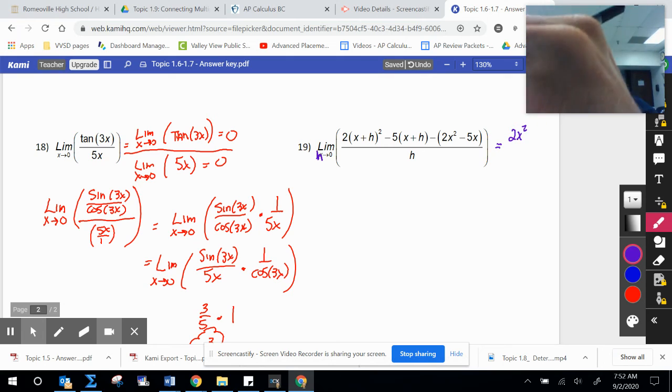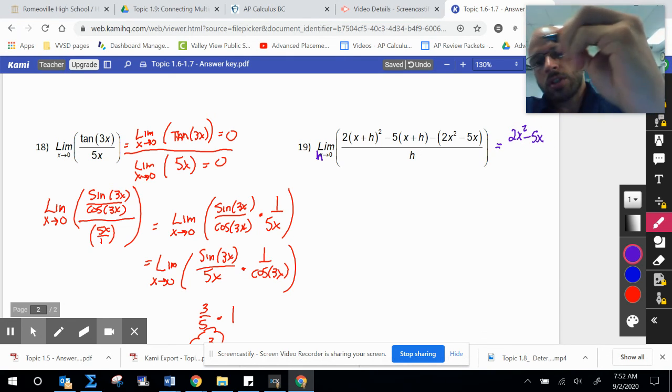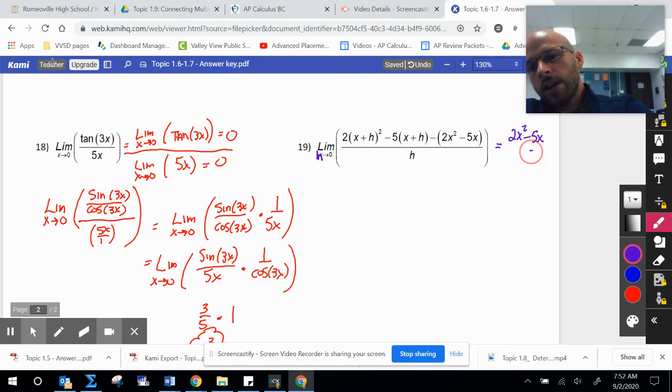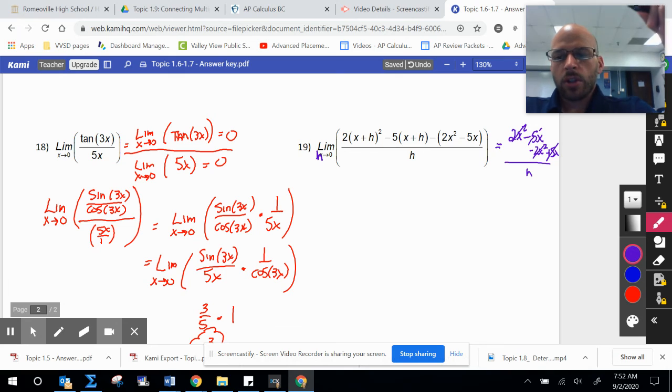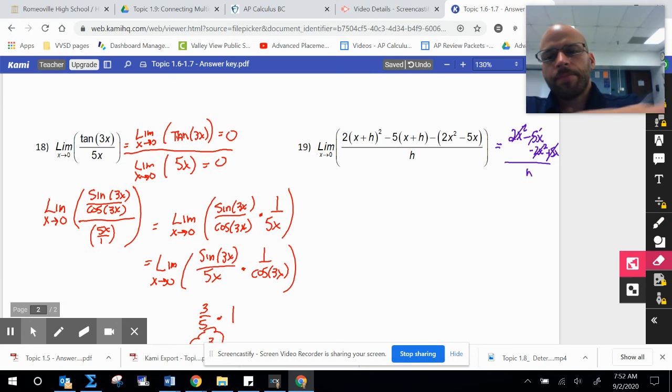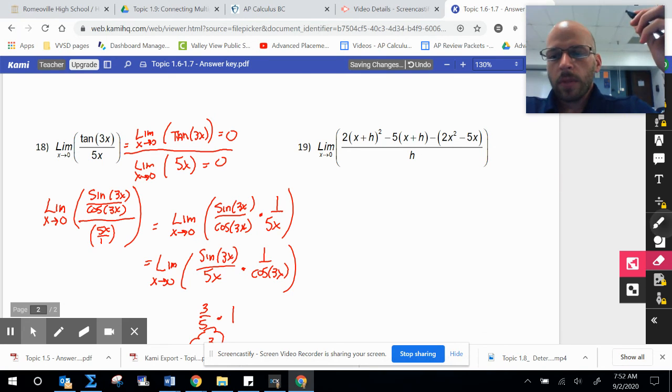Okay, now I'm going to have a 2x squared minus 5x, and then minus a 2x squared minus a 5x, right? So it'd be plus 5x all over h. You can see that all of this cancels. h is going to go to 0. You will get 0 over 0. So let's talk about how to simplify. Okay, so let's simplify this and then evaluate it.